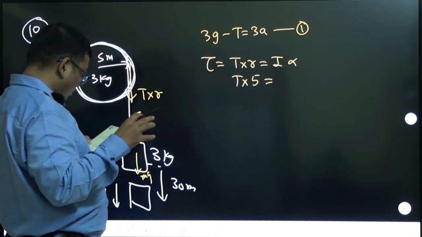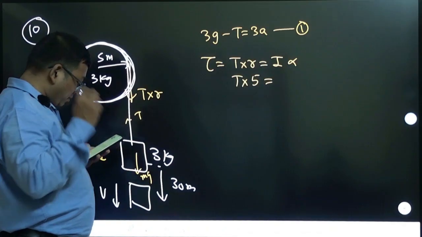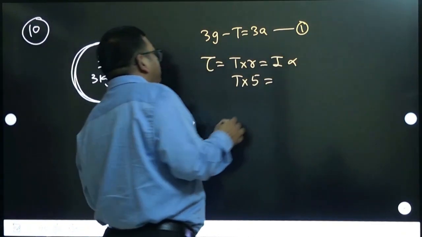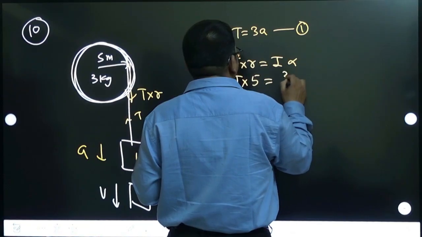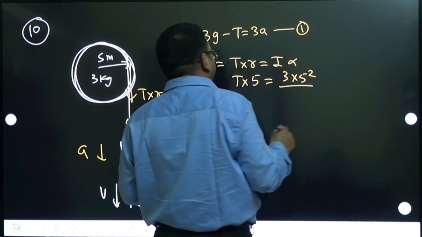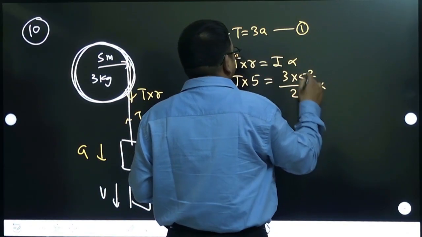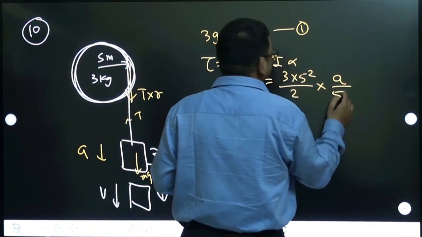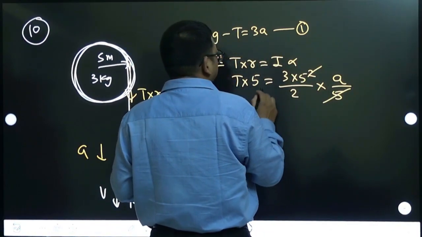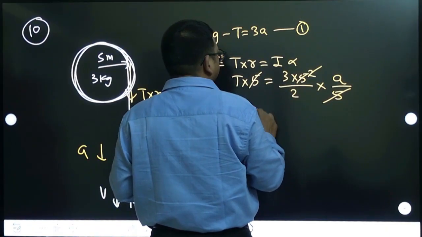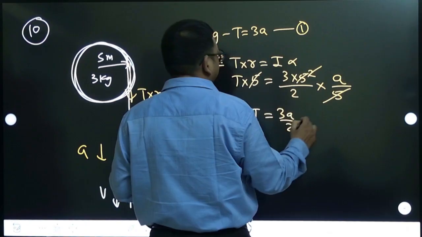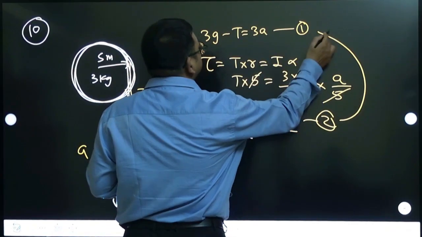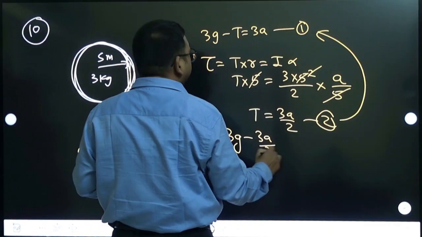I is how much? It's like a disc, right? What type of flywheel should we take? I think we can consider the flywheel as a disc. So this moment of inertia is Mr square by 2, right, into alpha. Alpha can be written as a by r. So from here calculate. Now this 5 also goes away, right? So tension will become 3a by 2. Second equation substituted back here. So 3g minus 3a by 2 is equal to 3a.